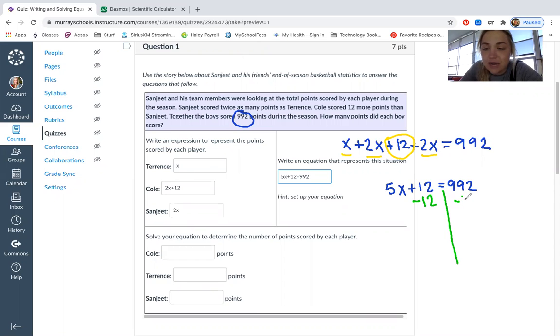So I'm going to start by subtracting 12 from both sides here. 12 minus 12 is 0. And I have 5x equals, and then we've got 980. Okay, last step to solve for x, divide by 5, and I get x equals, let me type that in a calculator, 980 divided by 5 is 196.